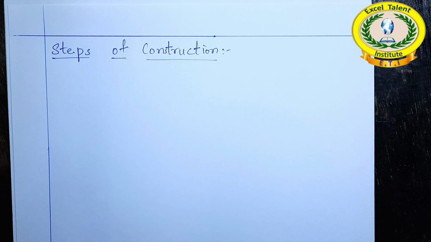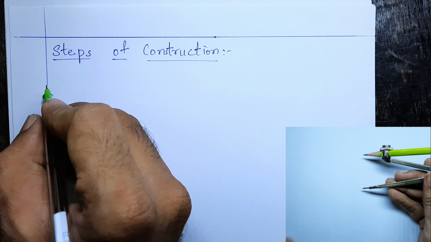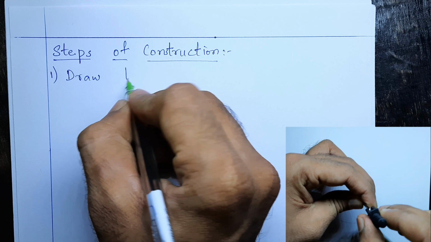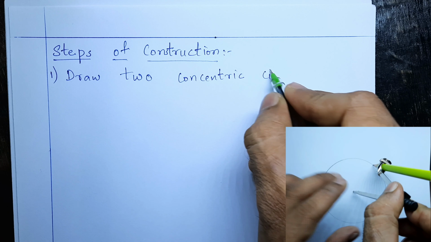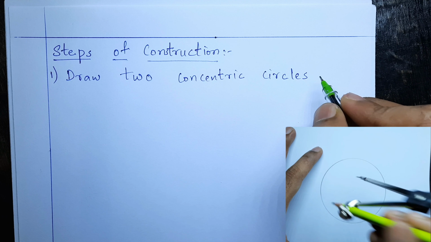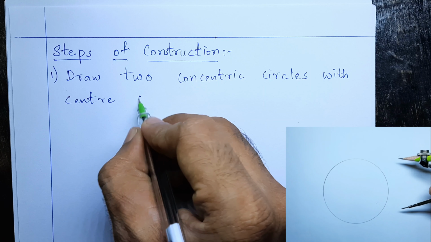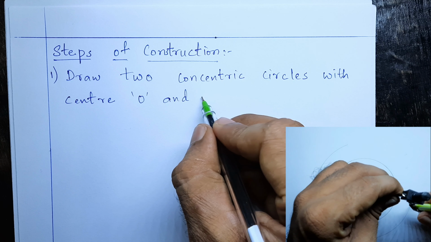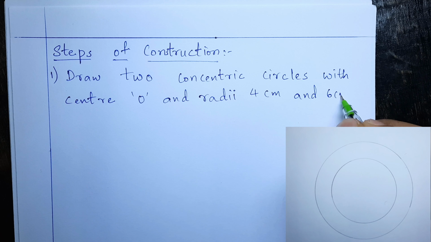Now let us write steps of construction. As we have already drawn two concentric circles, that are two circles with the same center, let us write the first step: draw two concentric circles with center O and radii 4 centimeter and 6 centimeter. Radii is the plural form of radius.